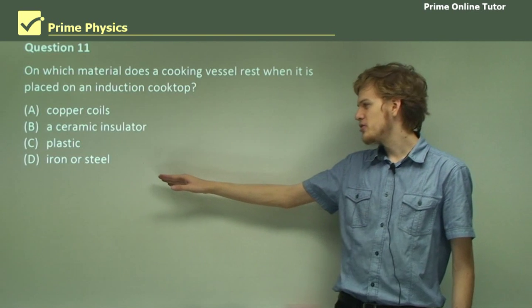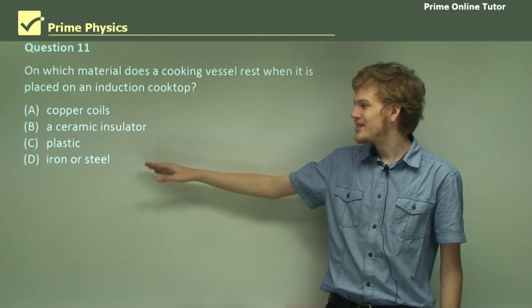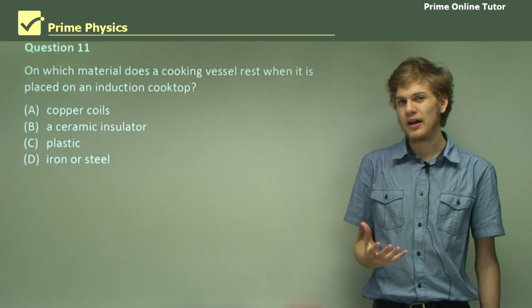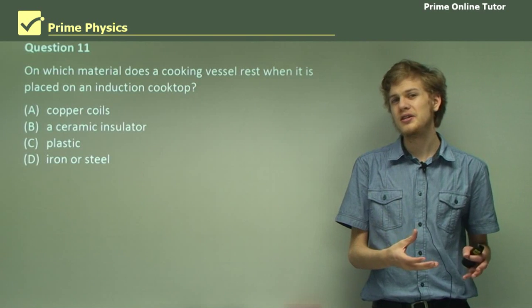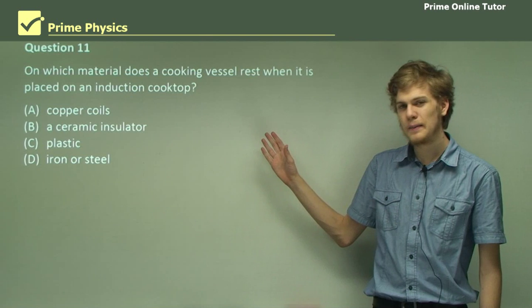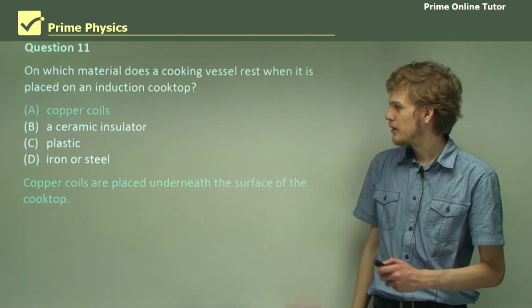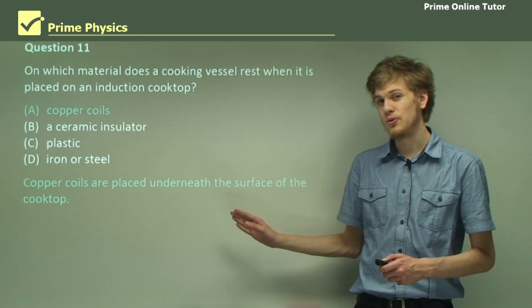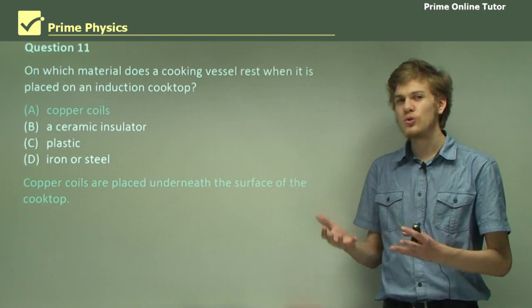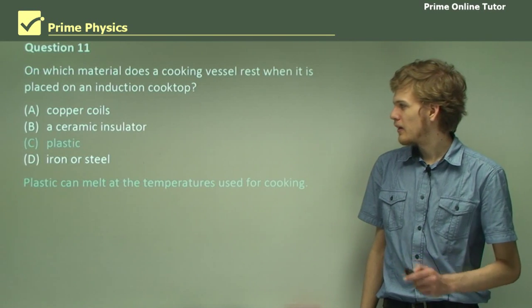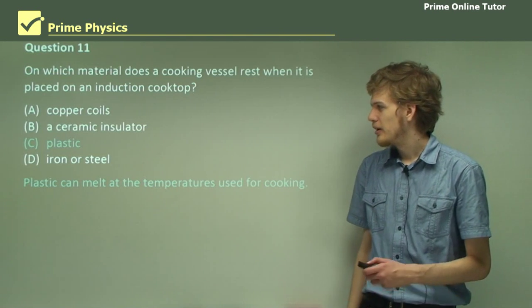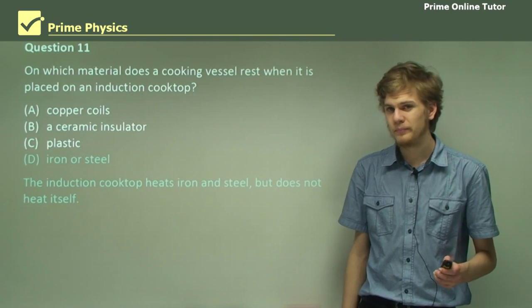Now, iron or steel, this is the cooking vessel, right? This is what heats up when a changing magnetic field goes through it. If we were to make the cooktop out of that, then the cooktop would steal all the energy in the magnetic fields, and we wouldn't be able to heat up the cooking vessel directly. Copper coils are placed underneath the surface of the cooktop, so they're not able to come into direct contact with the cooking vessel. If we used plastic, then it would be liable to melt when the thing on top of it heated up. And as I mentioned before, we can't use iron or steel.